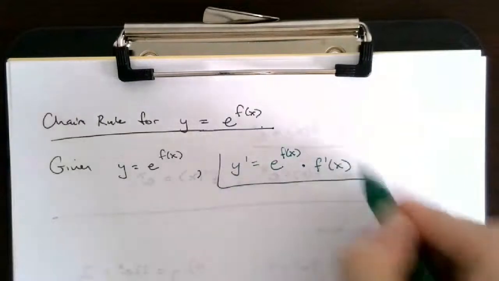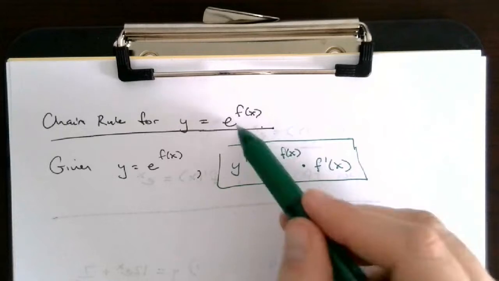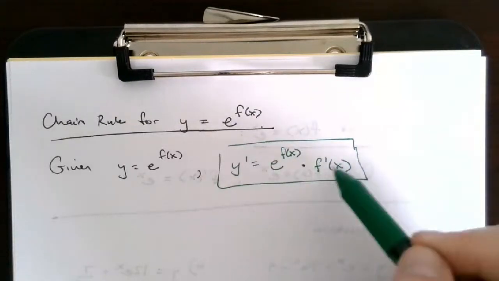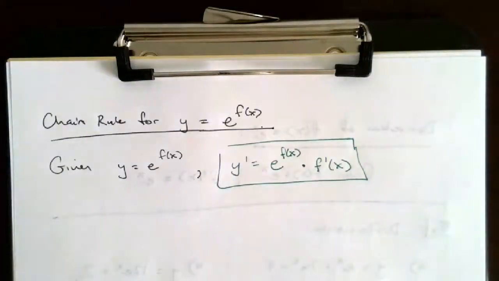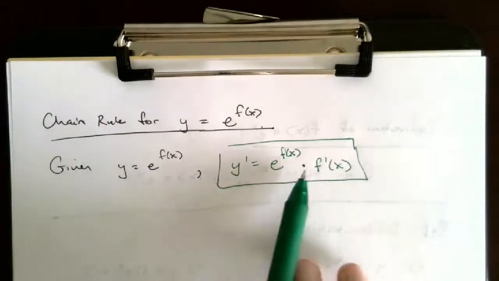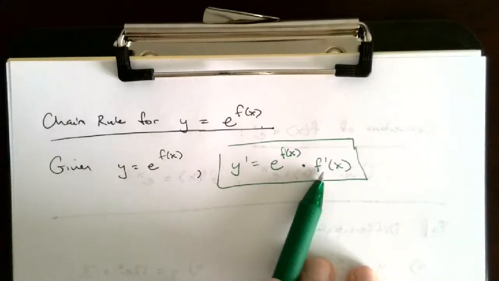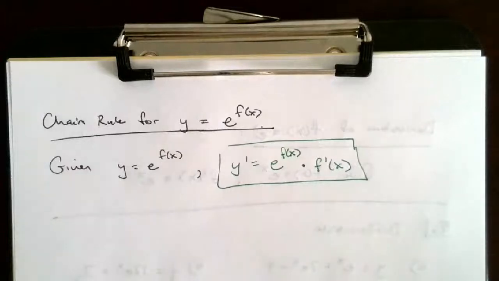So the derivative of the outside is just you keep e to the f of x times the derivative of the inside, which is f prime of x. A little shortcut I say to help you understand it easier is, for derivatives of e, you keep what you see and then you multiply by the derivative of the exponent. It's the chain rule for e to some function that's a power. E is the outside function, whatever's in the exponent is the inside function.